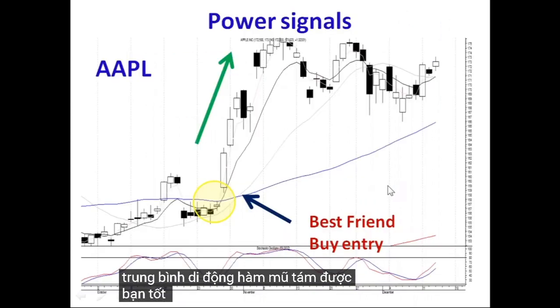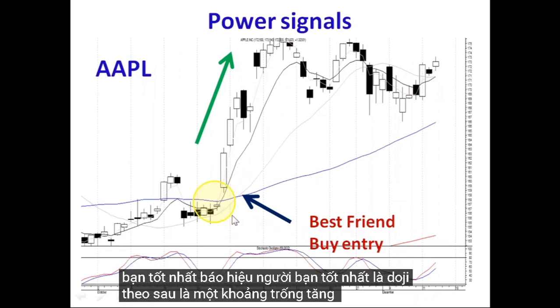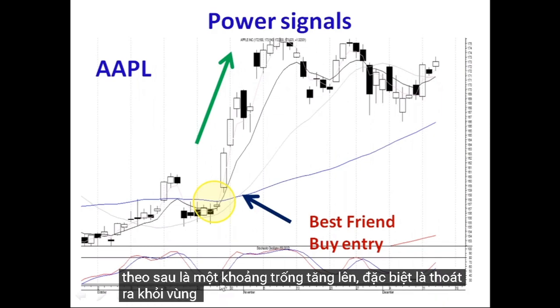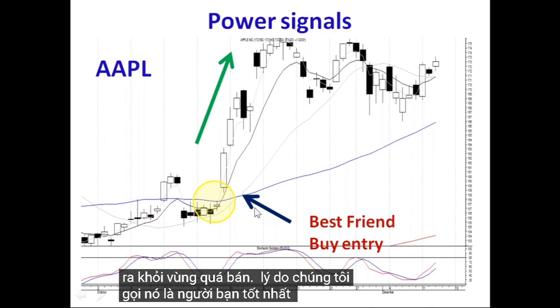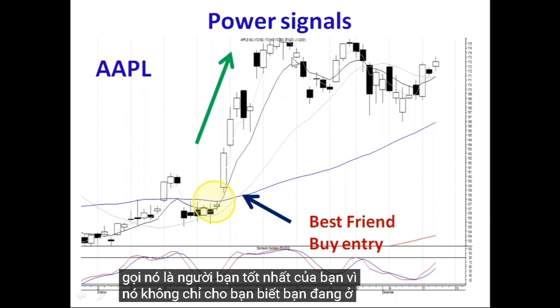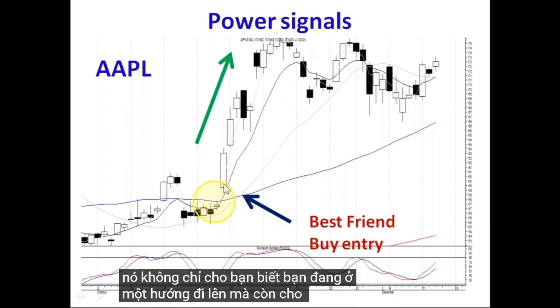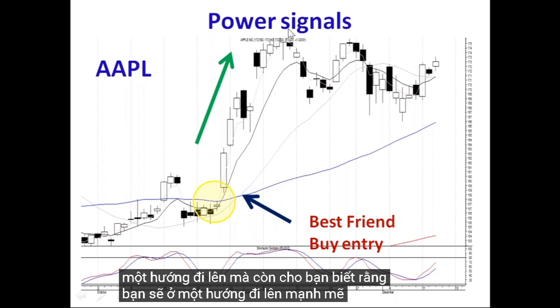Okay, the best friend signal. The best friend is a doji followed by a gap up, especially coming out of the oversold area. The reason we call it your best friend is that not only is it going to tell you you're in an upward direction, but it's telling you you're going to be in a strong upward direction.